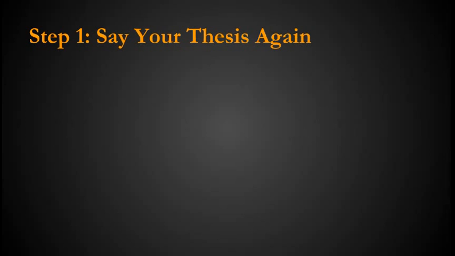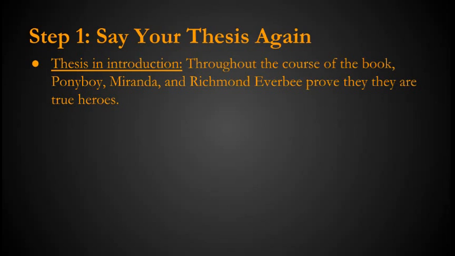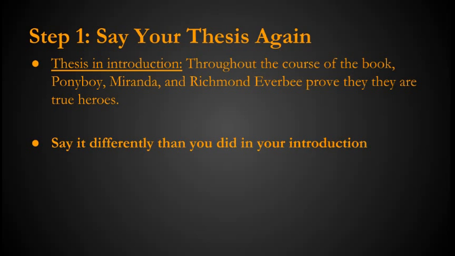So the first step of the conclusion is to say your thesis again. Let's say that up in your introduction, you had said once upon a time, throughout the course of the book, Ponyboy, Miranda, and Richmond Everby prove that they are true heroes. So that's probably something like that written in, both at the top of your outline and at the last sentence of your introduction paragraph. The trick in the conclusion is you want to say something that means the same thing, but you want to say it differently than you did in your introduction.